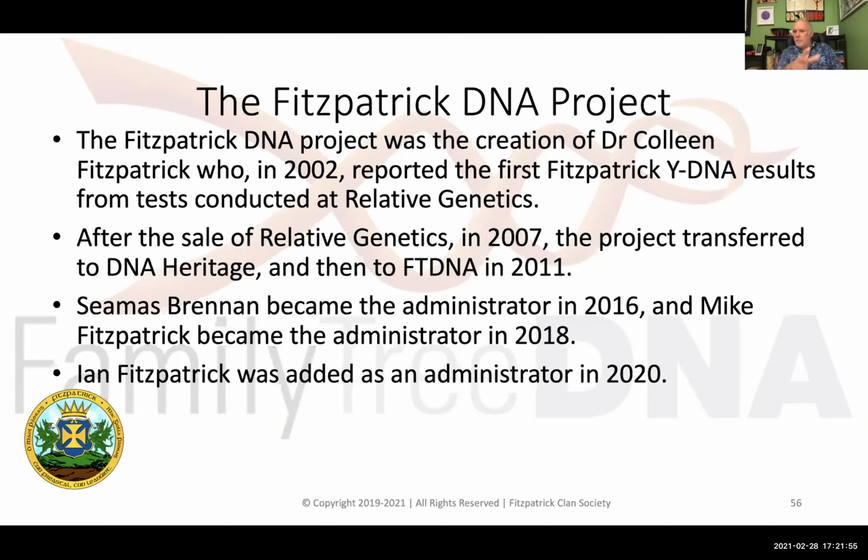So yeah, back to the Fitzpatrick DNA project, which was the brainchild really of a visionary, a nuclear scientist, a brilliant woman, a brilliant mathematician, Colleen Fitzpatrick, who, as I said, had the vision in 2002, reading about genetic testing and what was happening in that world, to say to herself, wow, wouldn't it be cool to have a surname-specific project for Fitzpatricks? And so Colleen initiated that and was one of the first surname projects. And it really prospered and really did well under Colleen's leadership.